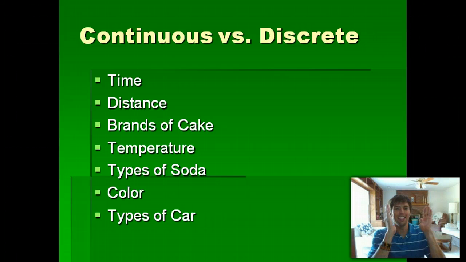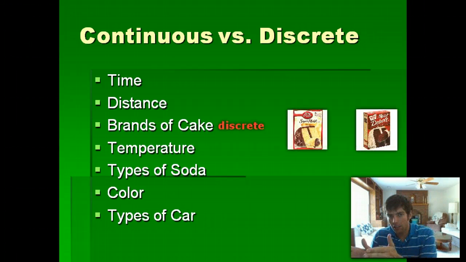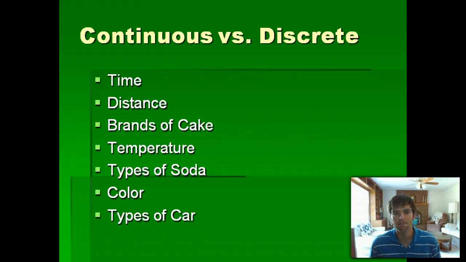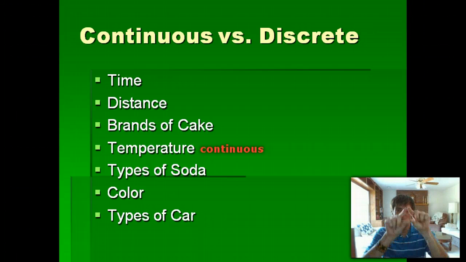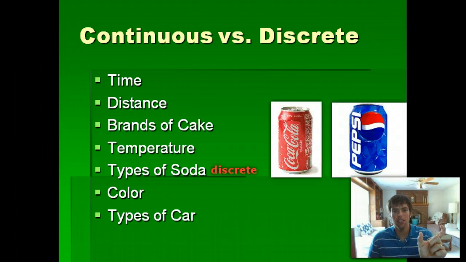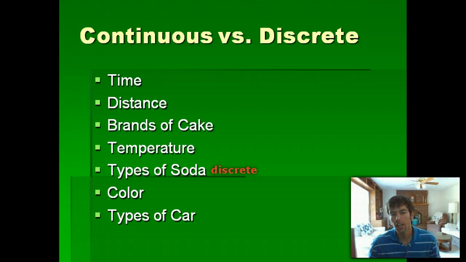Brands of cake. Discrete. Betty Crocker or the other guy? How about temperature? Temperature is on a continuum. Is it 5 degrees, 6, 7, 8, 9, 10, 11, 12, 13, 14, 15? How about types of soda? Good. Discrete. Pepsi or Coke? How about color?